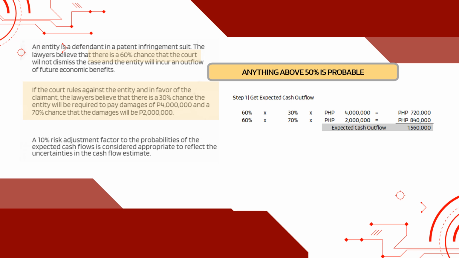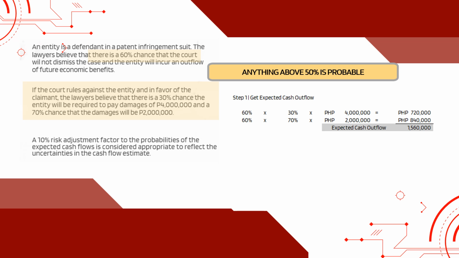And then lastly, sa 4 million. So sa 4 million, it's 60%, which is the chance na matatalo ka, times the 30% chance that you'll have to pay 4 million. So 700,000. That's the expected value for that particular outcome. For the second outcome of 7 million, again, it's 60% chance na matatalo ka, so that's the general, times the specific of 70%, times the 2 million outcome, you will have an expected value of 840. When you add those two together, meron kang 1,560,000 na kailangan bayaran. We're not yet done.